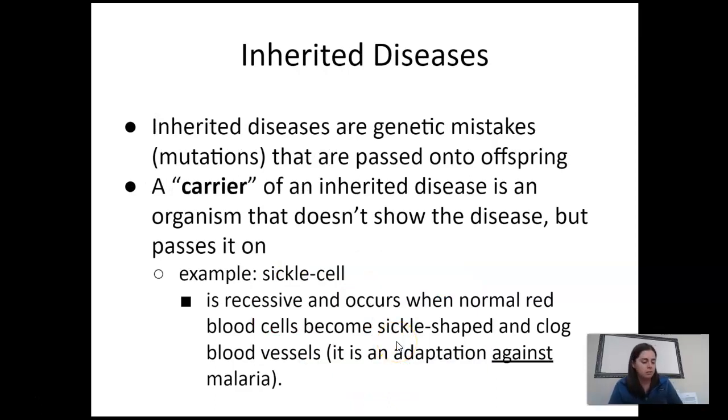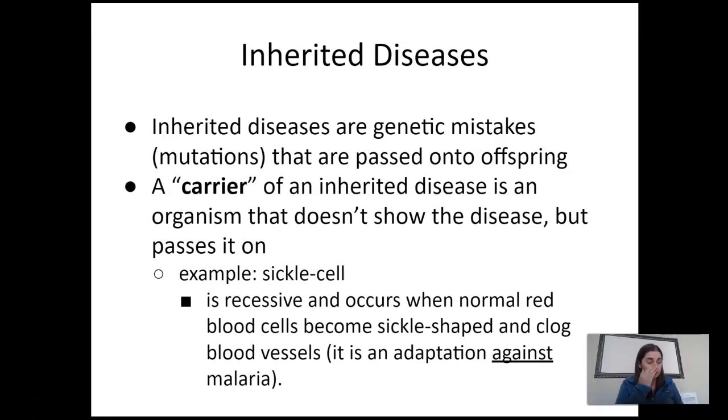Inherited diseases. Inherited diseases are genetic mistakes or mutations that are passed on to offspring. A carrier of an inherited disease is an organism that doesn't show the disease but passes it on. So they would have the recessive allele present, but they would not be showing it.